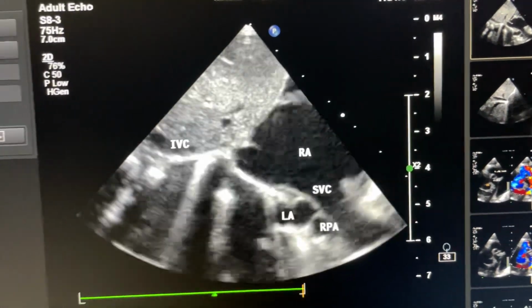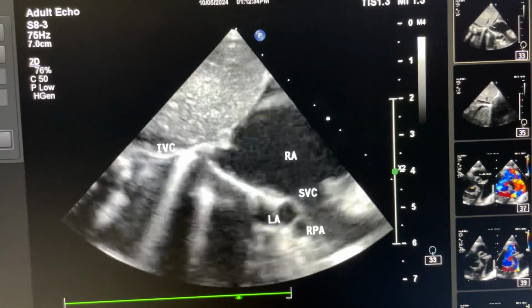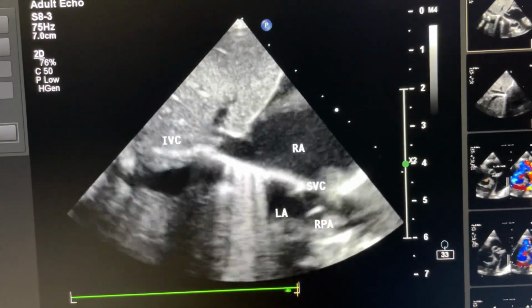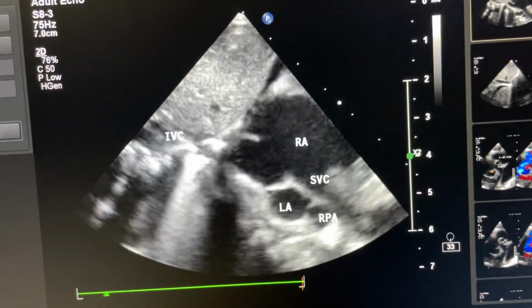The case of total anomalous pulmonary venous connection of supracardiac variety. In this image, what you see is a bicaval view. Bicaval view means you can see the IVC and SVC draining into the right atrium.